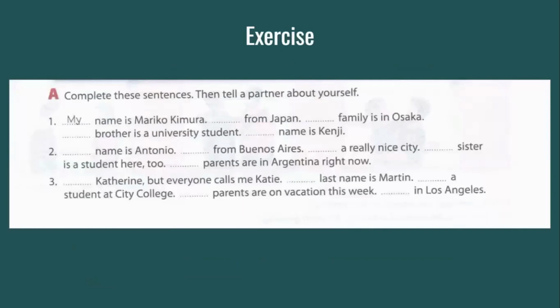Okay. Next, we have an exercise. Take 5 to 10 seconds and do this exercise. You have to use either am, is, are, or you have to use possessive adjectives. It's very easy. Do it.